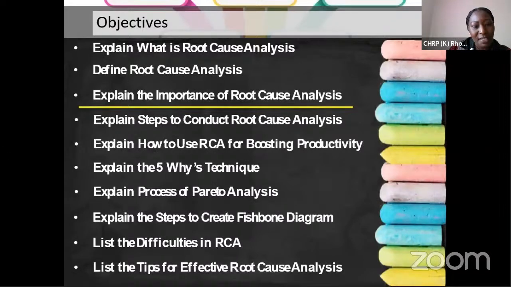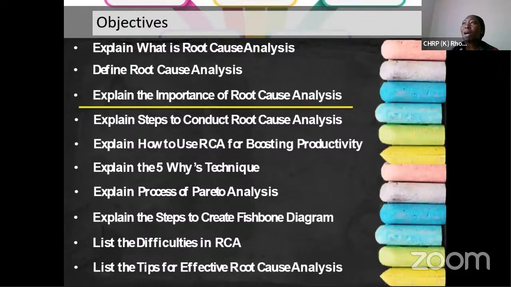Let's see the comments. I've seen some chats coming in. Thank you. You're saying that RCA enables organizations to have an actual solution to problems and to reduce the recurrence of the problem. Perfect. That's a very good importance. Any other? How we've looked at it? What are the importance of root cause analysis?